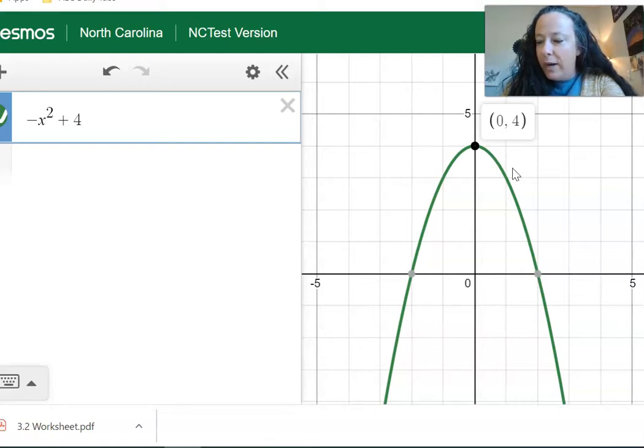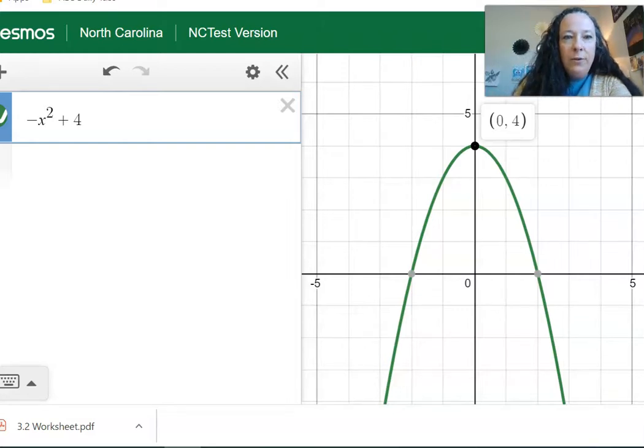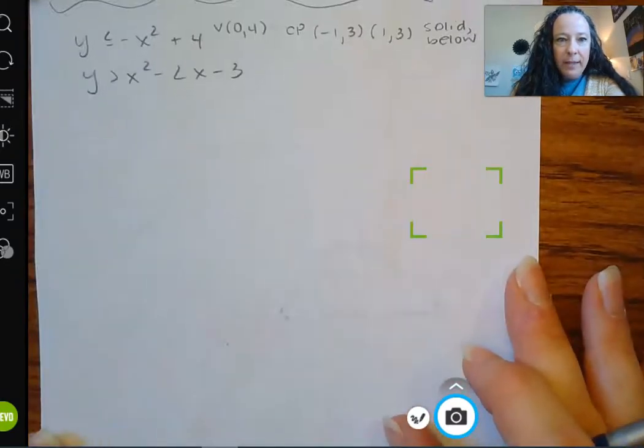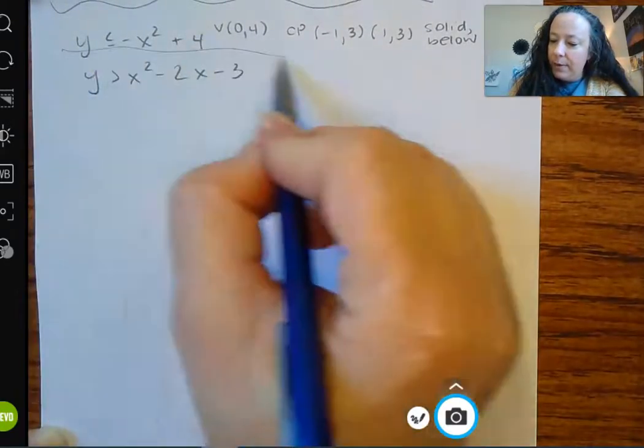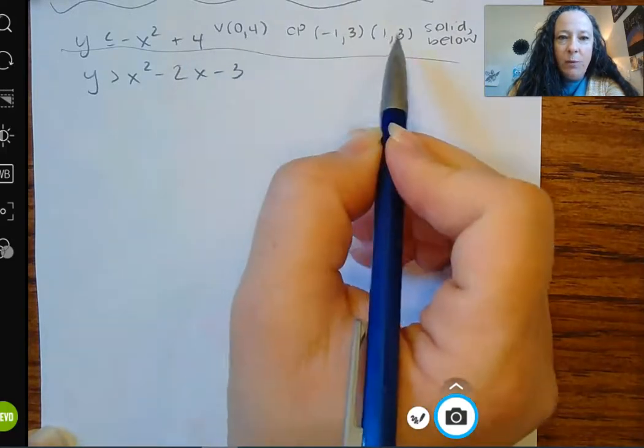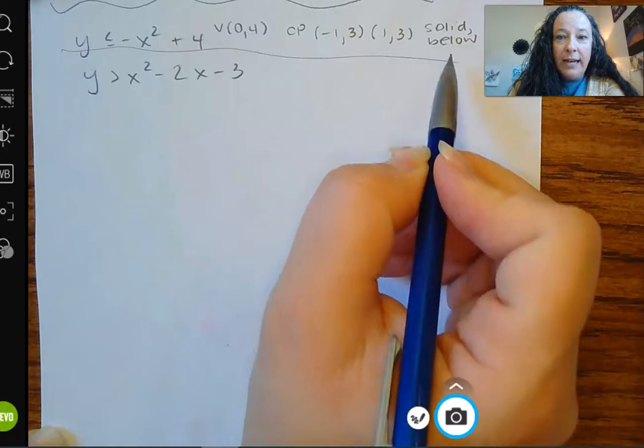So -1, 3 is one of my corresponding points, and my other one is 1, 3. This one would be a solid line, and we would shade below. So I want to show you with the document camera my thought process on this one. Okay, so that's what I just did. I just worked on this one right here and got everything that I needed. My vertex, my corresponding points, and it's a solid line, and it's going to be shaded below.